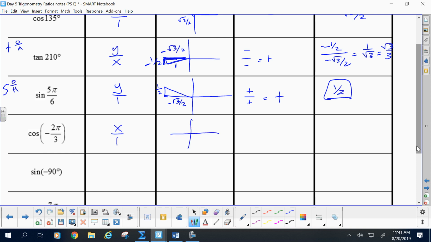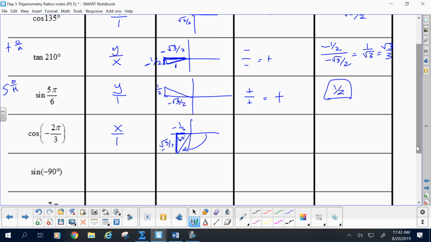-2 pi over 3. Each pi over 3 is how many degrees? 60. So -2 pi over 3 is 2 60-degree angles, so -120. Wouldn't you agree then that if I have an angle drawn up to the x-axis, I have a 60-degree angle. If it's 120 degrees here, then it must be a 60-degree angle there. That means this is the longer leg, which is √3 over 2, and it's negative. This is the shorter leg. It's 1/2, and it's negative.